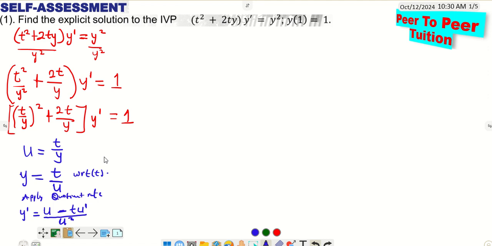Now from here, we are going to substitute y prime and t over y into this. Let's take it step by step. I want to simplify everything here, so let us start with the simplification. You will notice that within my bracket, I have t over y, and we know that t over y is u. So let's put it there, u squared, then plus another 2 multiplied by t over y, so we will get 2u.